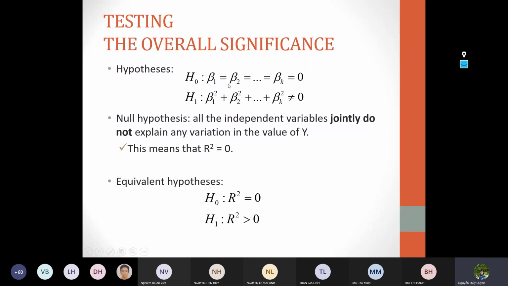We have the restriction beta 1 equal to 0, the restriction beta 2 equal to 0, and so on to beta k equal to 0, which means that we have k restrictions in this null hypothesis. That's why we call this test a multiple linear restriction test.